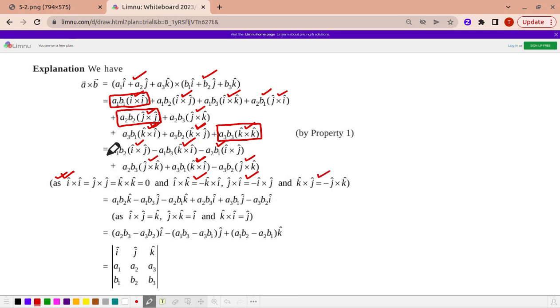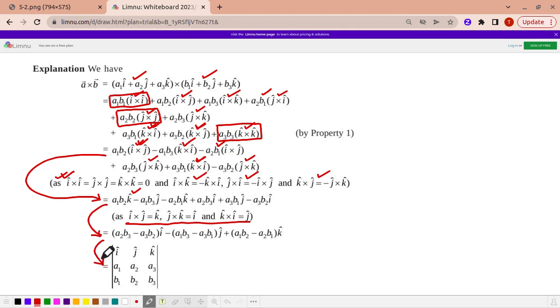After that, from this step we get this step in a simplified form. Now after that, i cap cross j cap equal to k cap, so instead of i cap cross j cap, we are writing k cap. That entire explanation is given here. After that, from this step we get this step. Okay, we are taking i cap common, then j cap common, and then k cap common, and this is represented in a systematic manner by means of this determinant.